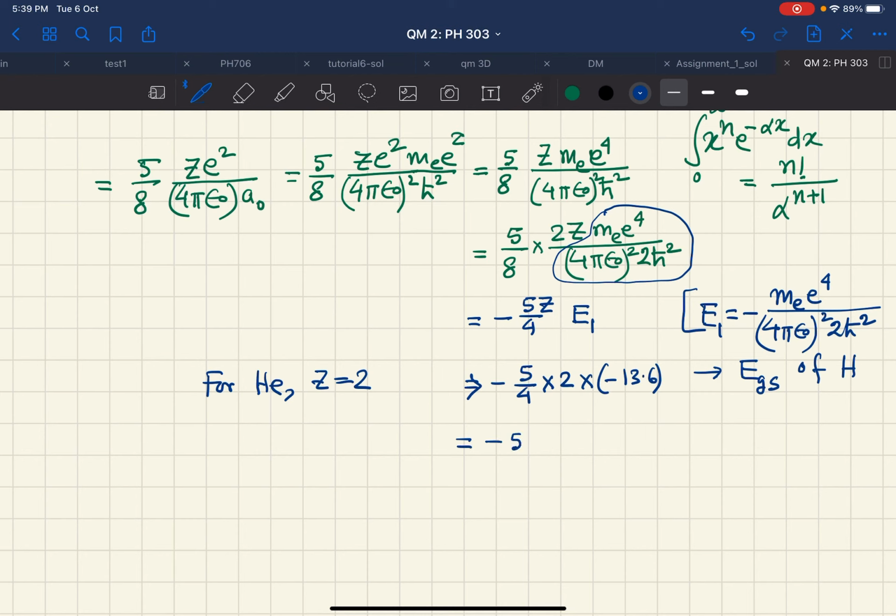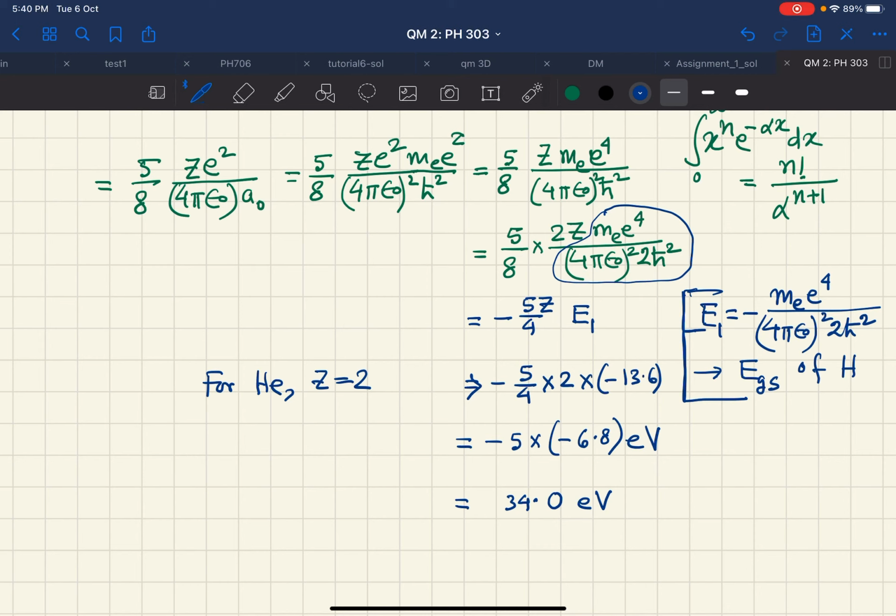This implies minus 5 by 4 into 2 into minus 13.6, which is nothing but minus 5 into minus 6.8 electron volts. Let me separate this part, which is nothing but 34 plus 34 electron volts.